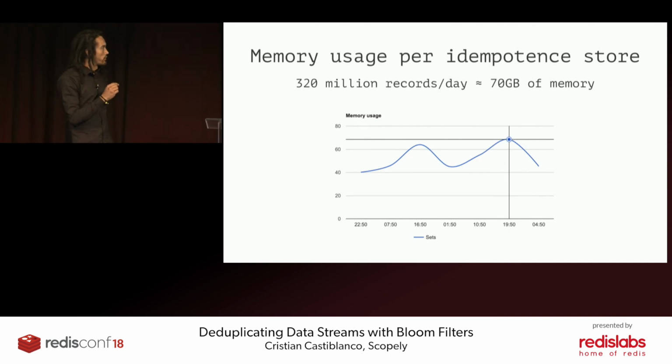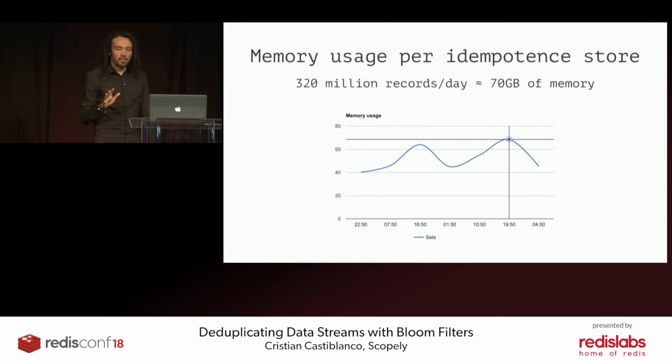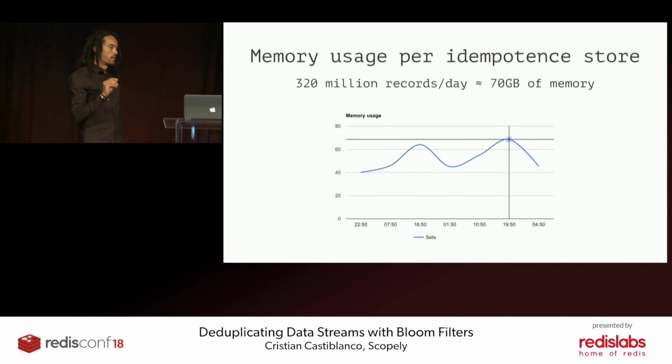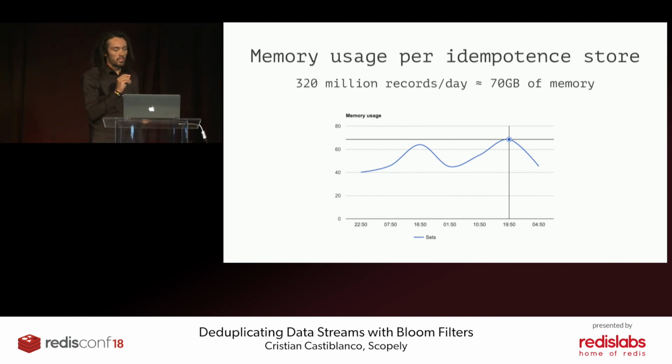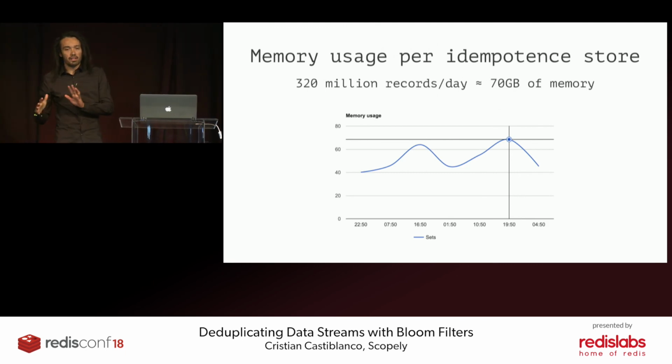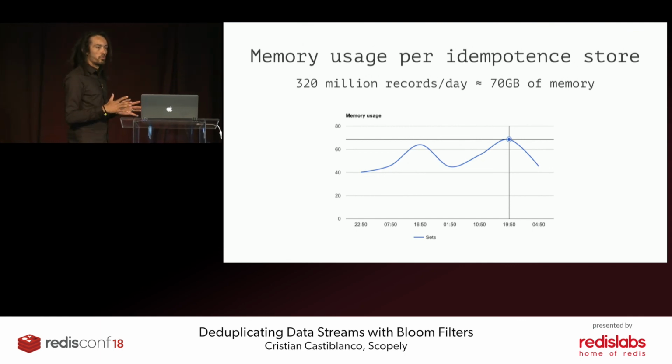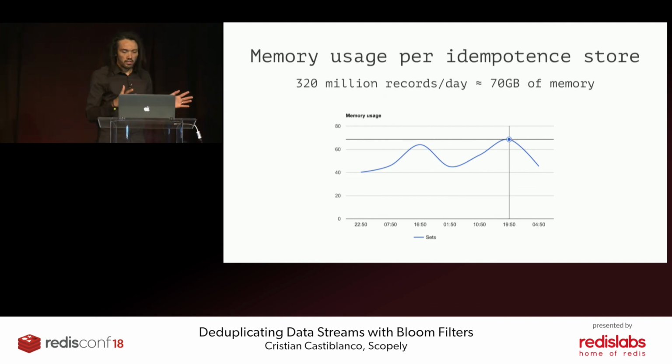This is a sample of one of our applications. It uses around 70 gigabytes of memory just for the idempotence in 300 million records. Now, take into account that this is just one application, and every single application reading from the stream needs to have its own idempotence store. So in the case of Scopely, around 6 to 8 applications doing different stuff at different paces. So you multiply that by 70 gigabytes, and that's how much we use just for idempotence in Redis.